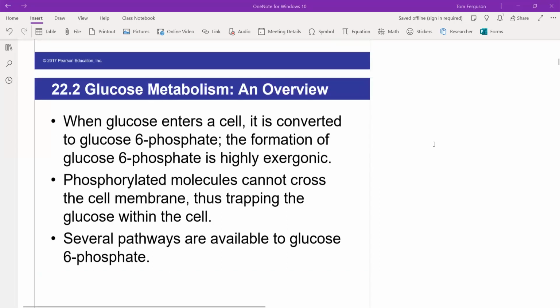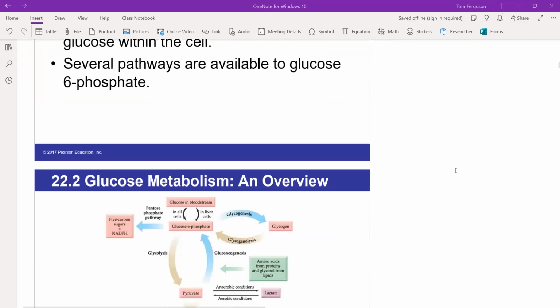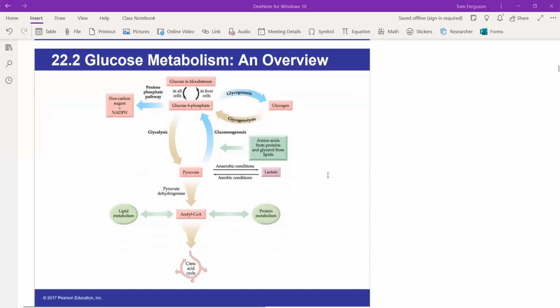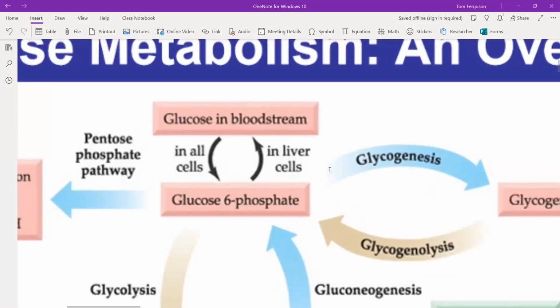Okay, so again, we're going to be talking about glycolysis, where it picks up glucose after it's phosphorylated inside your cell. Now, this is the pathways I'm going to be talking about over the next week or so. We're starting with glucose in our blood. And then when it enters the cells, it's converted to glucose 6-phosphate, which is ionic. And because it's ionic, it can't leave the cell because the cell membrane is very nonpolar.